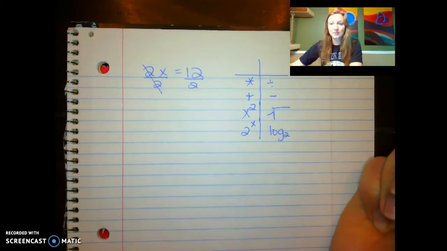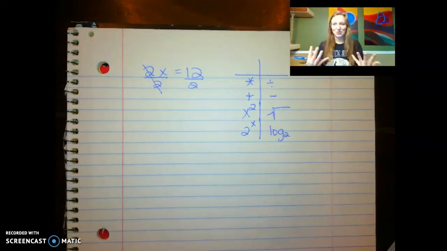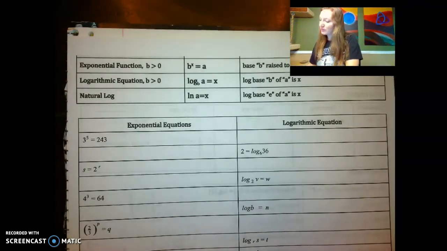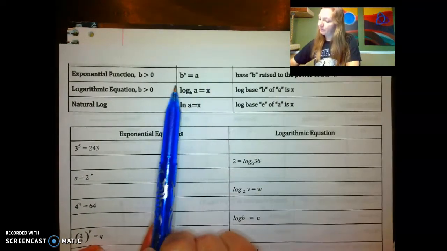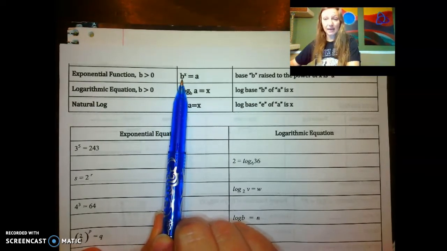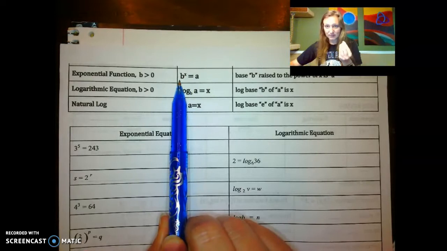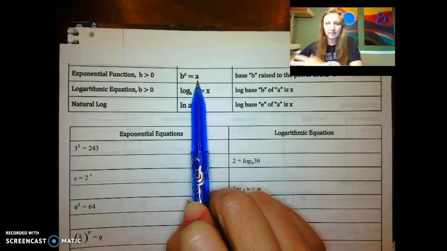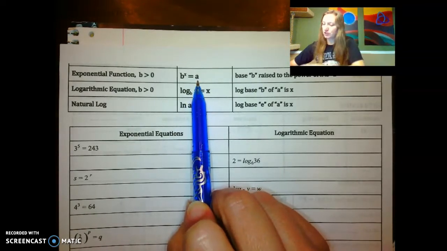use logs. So now we know how to undo that, and we're going to be using that more in our next section. Today, your goal is to be able to understand how to go back and forth from log form to exponential form and vice versa. So that's the core of what we're going to practice today. So look at, this is a setup for an exponential function. B is our base, whatever is the base of that exponent. X is the exponent, and A is what this equals, whatever the solution is, okay?